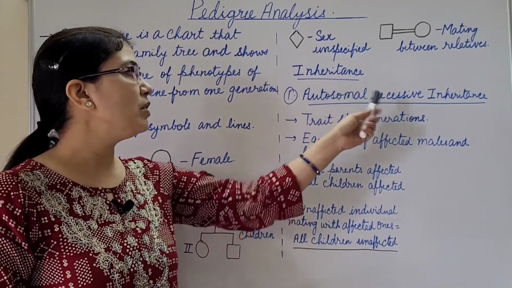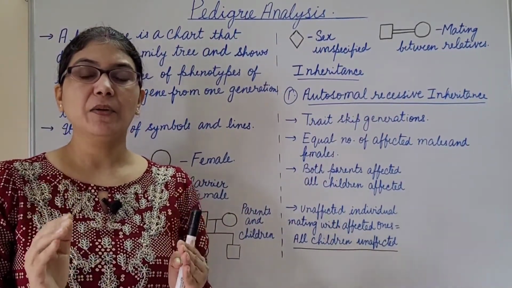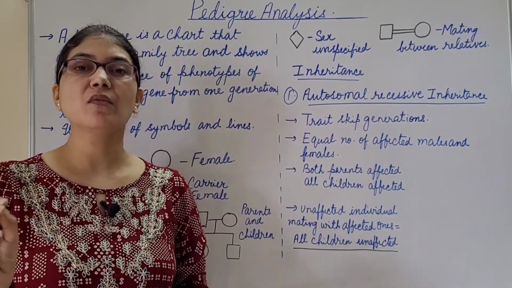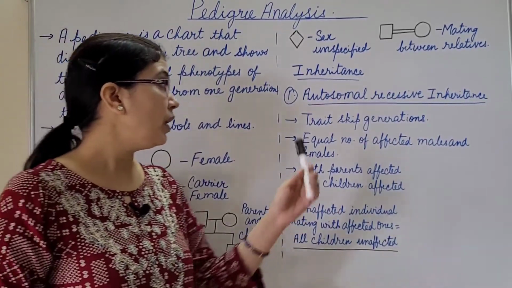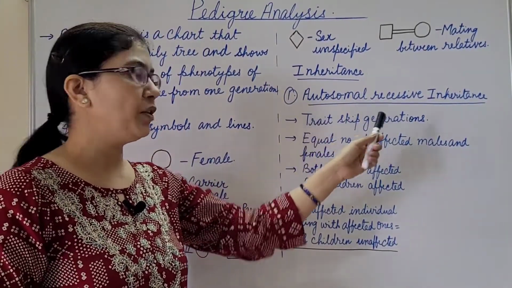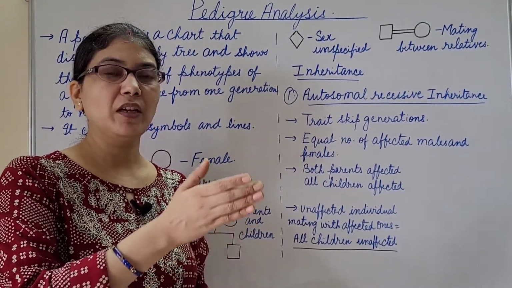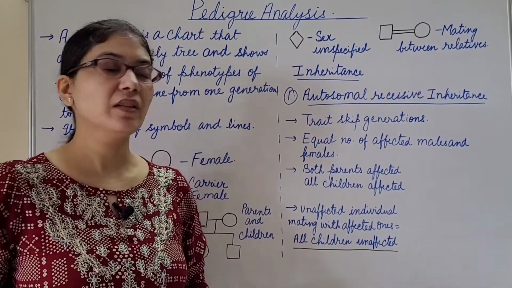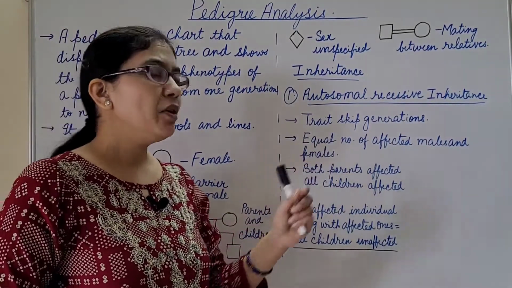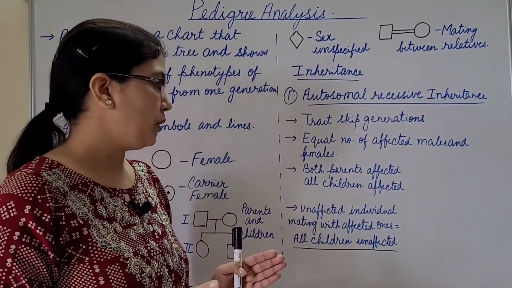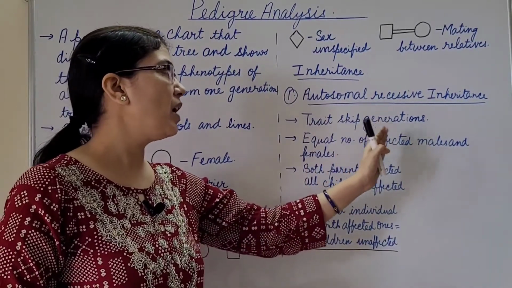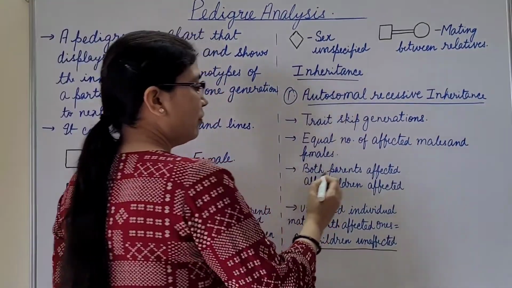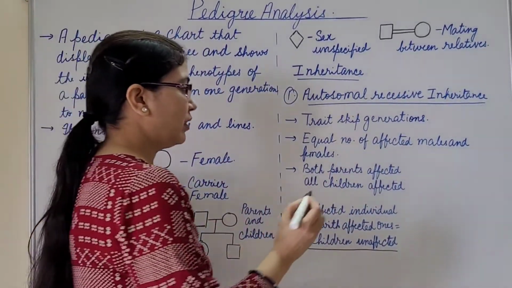First is autosomal recessive inheritance, the study of the inheritance of a trait that is regulated by a recessive autosomal gene. This type of inheritance skips generations, that is, the trait occurs in one generation, does not occur in the next generation, then again occurs in the third generation, and so on. The number of males and females affected is equal because these traits are controlled by autosomal genes, not by sex-linked genes. If both the parents are affected, all children are affected.